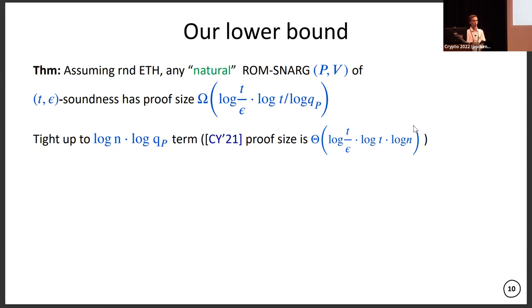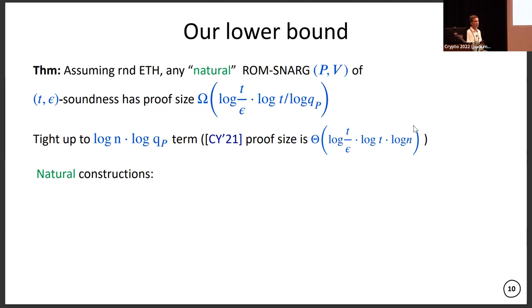Every SNARK in the random oracle model, which is natural, which I'll explain just in a second, and has T epsilon soundness, has a proof length which is omega of log T over epsilon times log T divided by log of QP, which is the number of queries the prover makes to the random oracle. Note that this is almost tight because Chiesa and Yogev's constructions had a log n times log QP in length. Okay, so this is almost tight. You can think about QP as polynomial in n, so it's actually log n squared. In most settings, this is actually correct, and specifically, that's where we focus now.